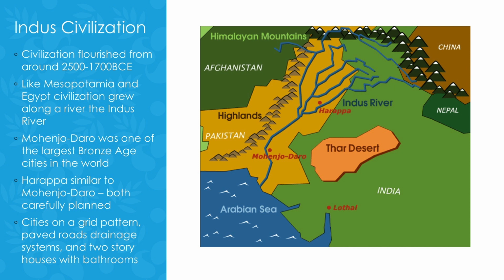These cities were built on a grid pattern, just like modern cities. They had paved roads, they had drainage ditches and systems, and they had two-story houses with bathrooms in them.